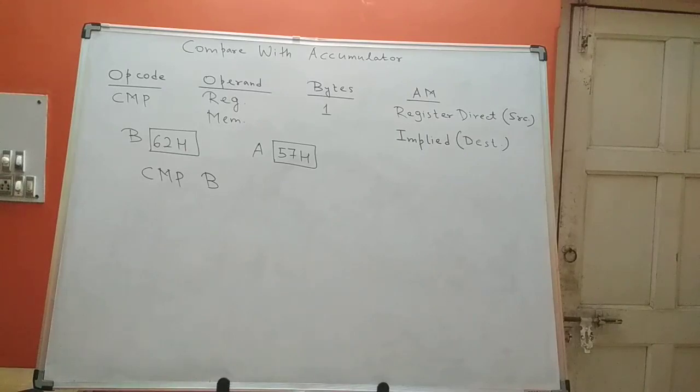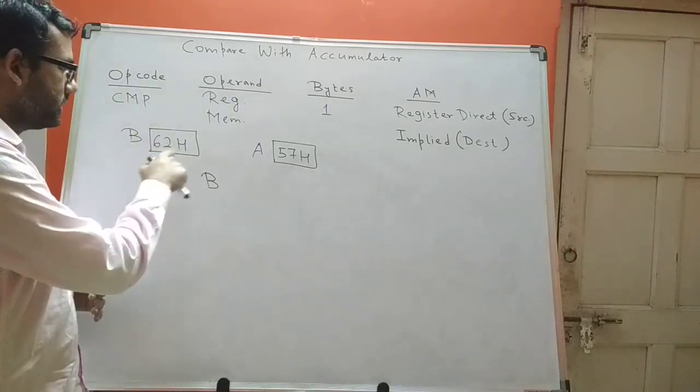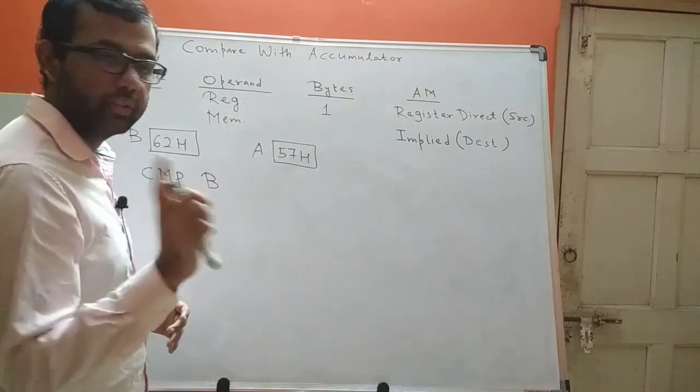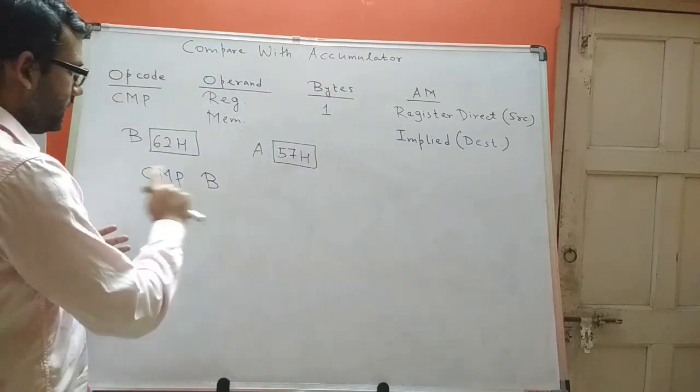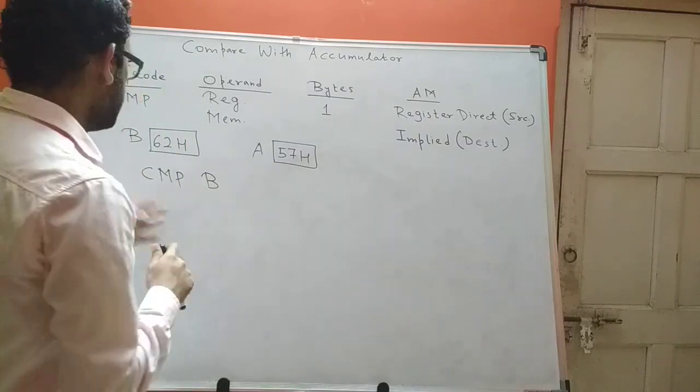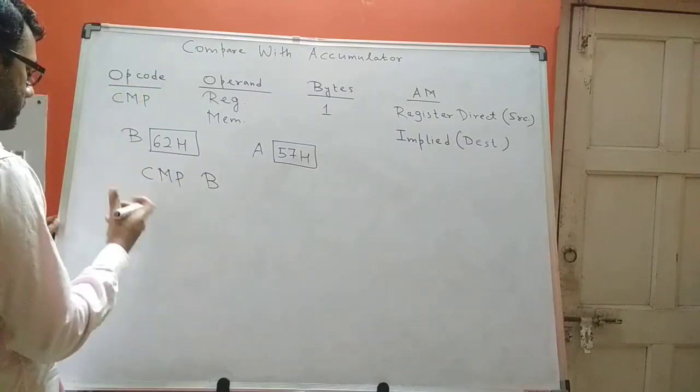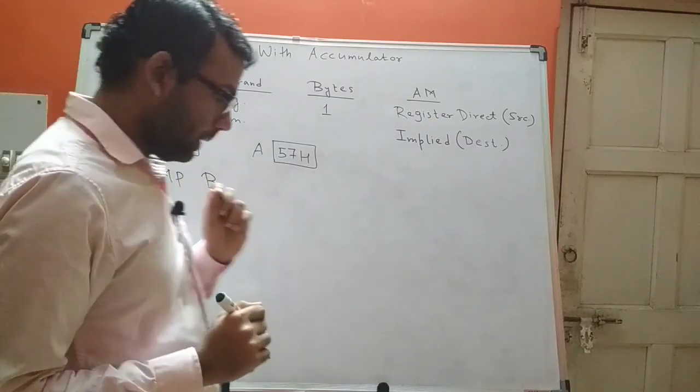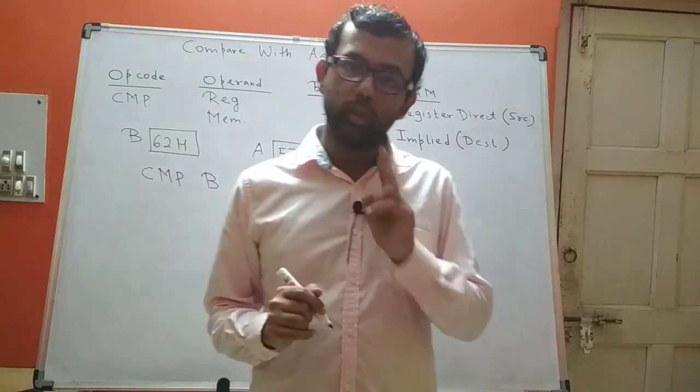Okay, now let's take up an example. Let's say the content of the register B is 62H and the content of the accumulator is 57H, and I'm performing an instruction CMP B. So what will happen? What will happen after the execution of this instruction? Remember, comparison instruction.